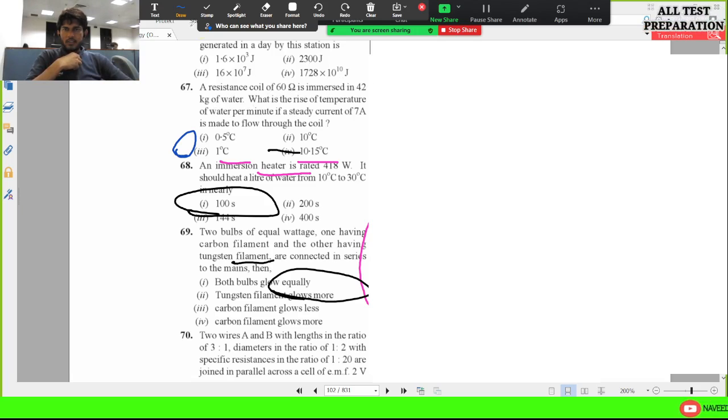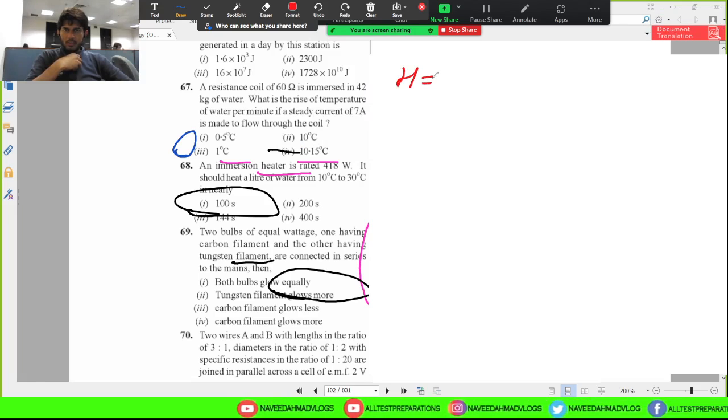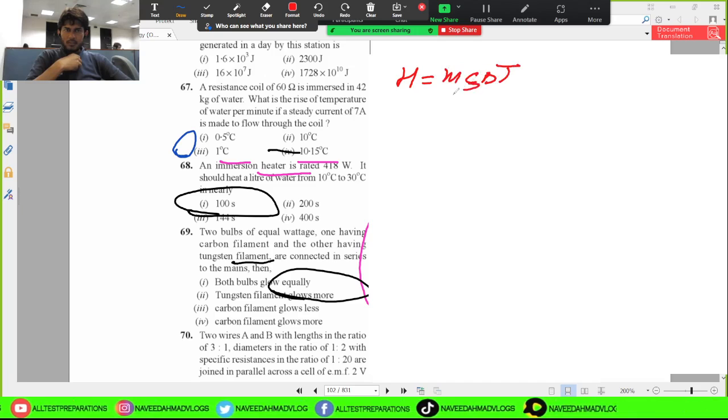You need to find the rise in temperature. So, as you know, we have two formulas. One is equal to mc delta t, the second one is ms delta t. And the second one is I square RT.